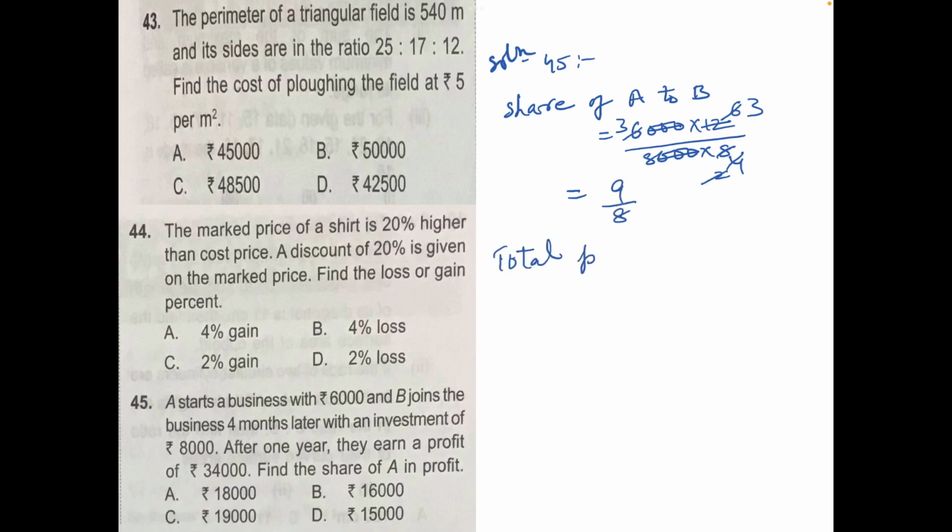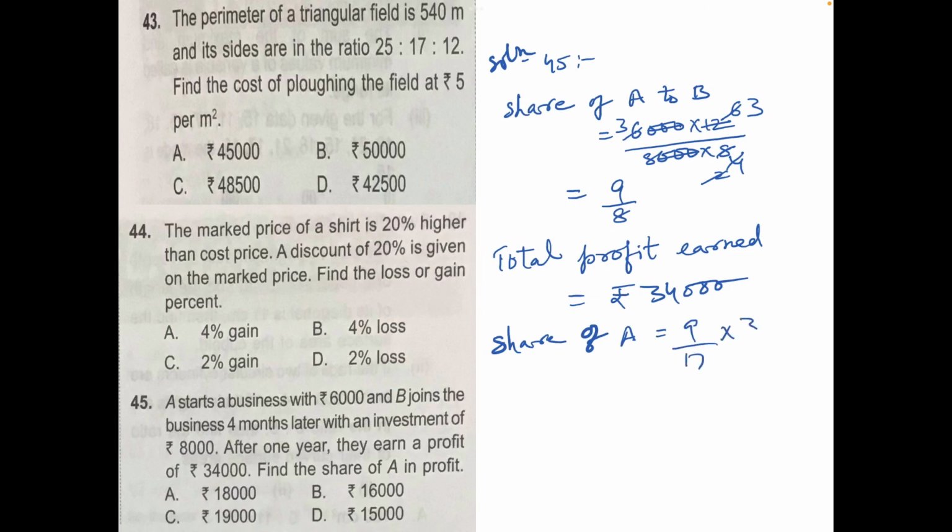Total profit earned is rupees 34,000. So share of A for profit will be 9 by 17 into 34,000. So if you solve it, you will get rupees 18,000. So option A is the right answer.